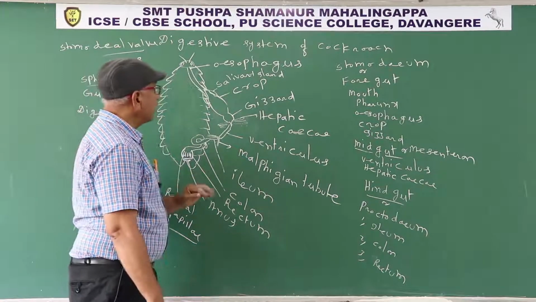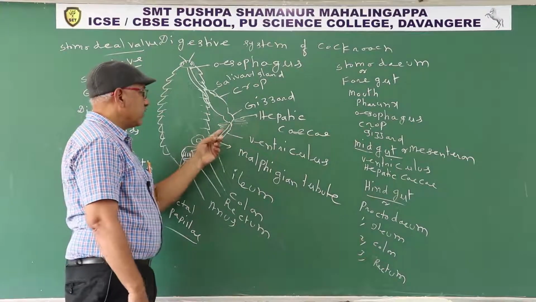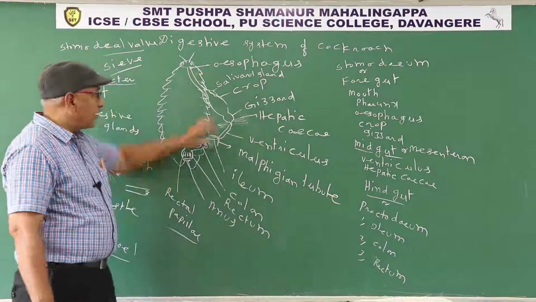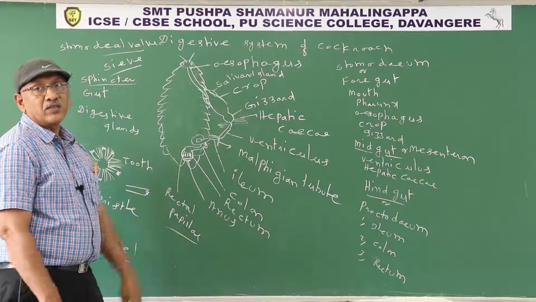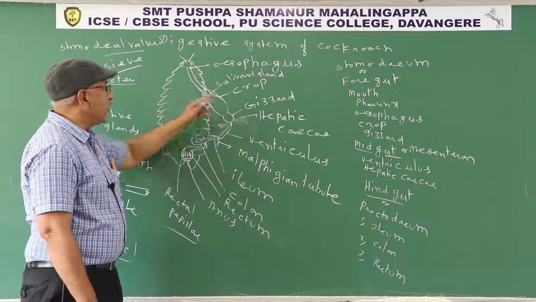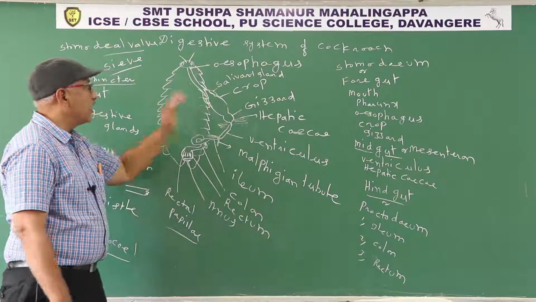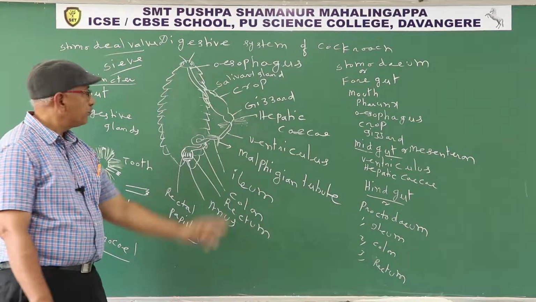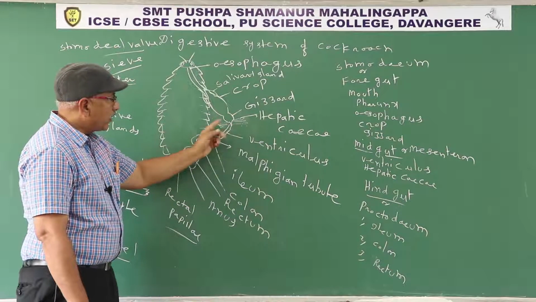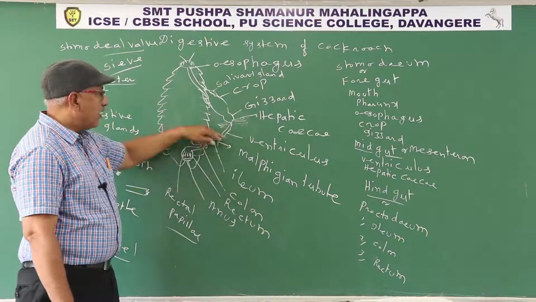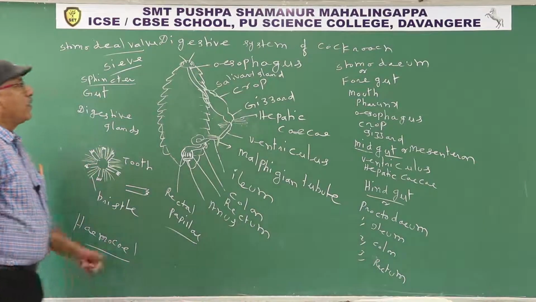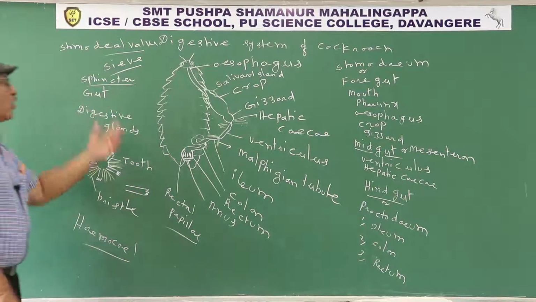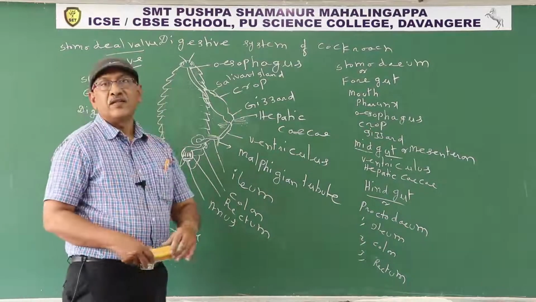Digestive glands present in the hepatic caeca, anterior half of the ventriculus. Salivary glands, a pair of digestive glands. Salivary glands, a pair of salivary glands present one on either side of crop. Digestive glands present in hepatic caeca and anterior half of the wall of the ventriculus. Now we discuss salivary glands.